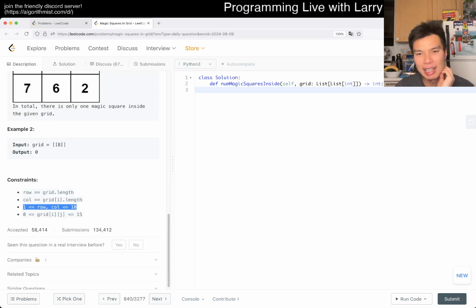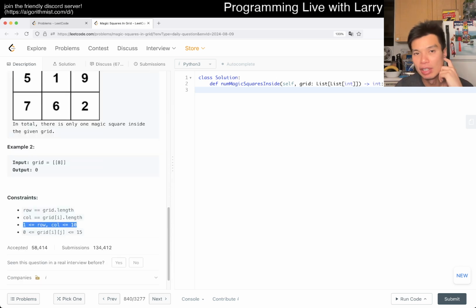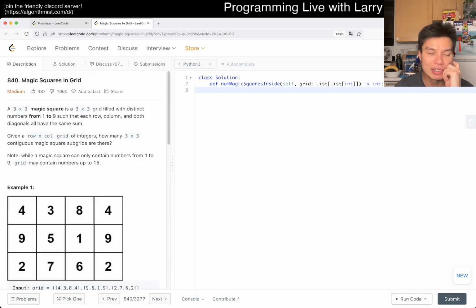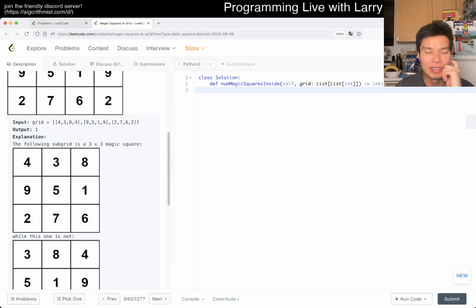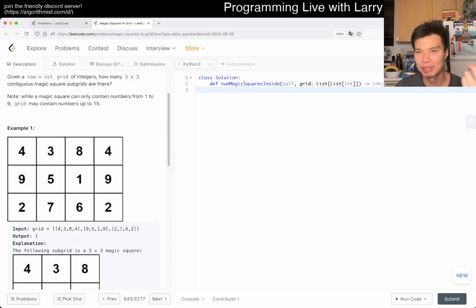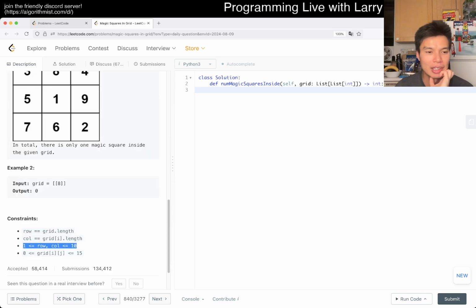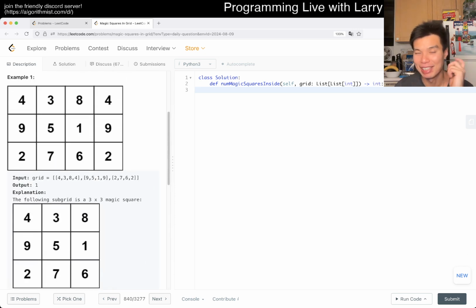Since it's only 10 by 10, I would advocate in general, just do the silliest, naivest thing you can do. The naivest thing you can do is just try every 3x3 square, right? Nothing to it, it is what it sounds like. Which is what I'm going to end up doing because I'm lazy today. I'm a little bit tired. It's a little bit later in the day, or in the night.